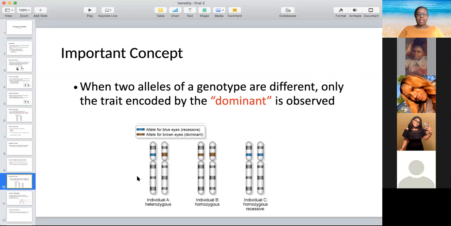Let's look at an example of that. We're still with our eye color example. Let's look at individual A. This is a heterozygous pair of alleles. We have a legend up here that tells us that the allele for blue eyes is recessive and the allele for brown eyes is dominant. If we look at individual A, their genotype is a heterozygous pair of alleles for blue or brown eyes. If we looked at this person physically, would individual A have brown eyes or blue eyes?